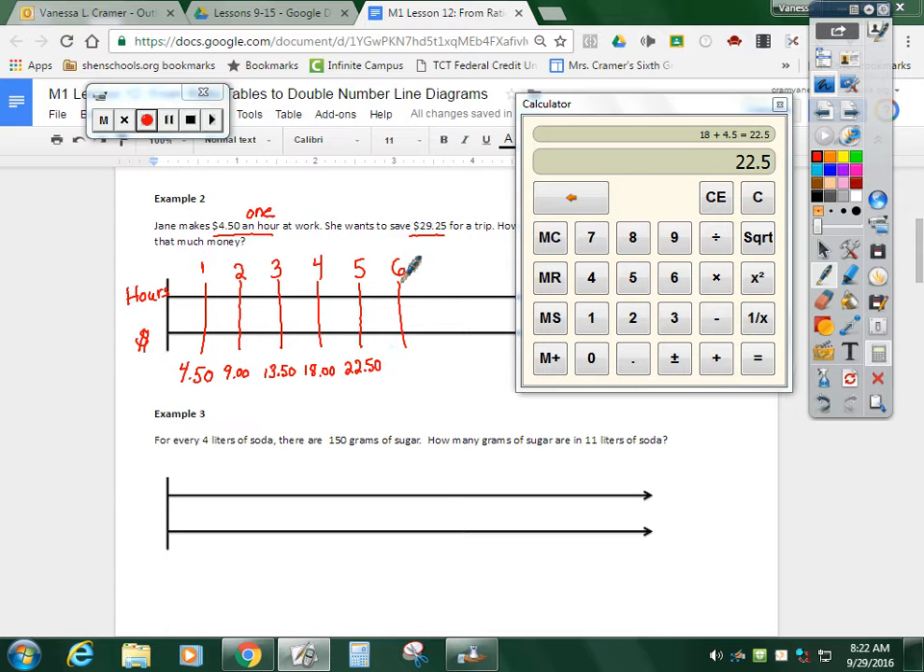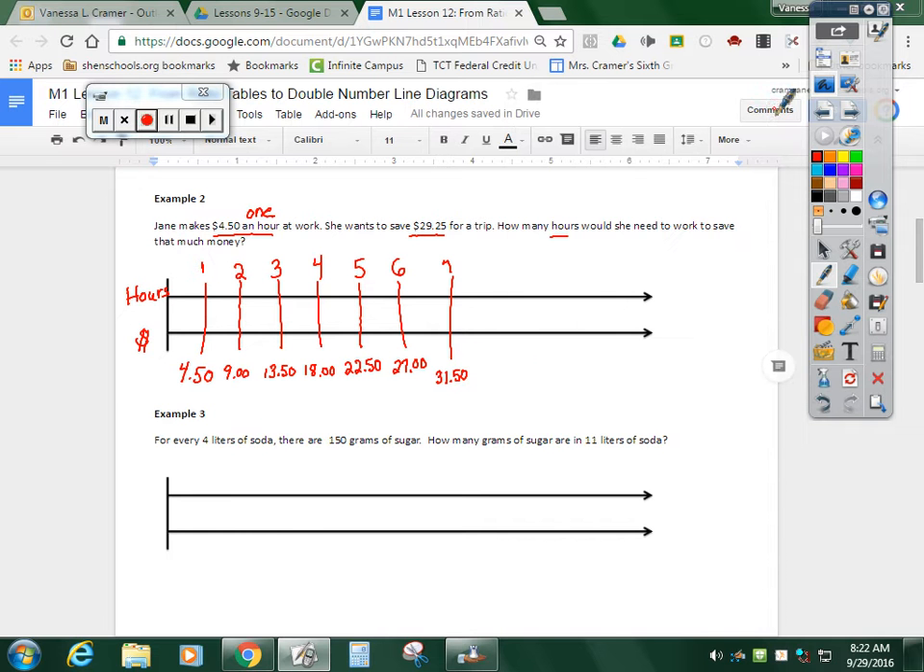Okay, let's do 6 hours. $22.50 plus another $4.50. $27. Okay, let's go to 7 hours. Now I'm just going to show you the multiplicative here. 7 hours times $4.50 an hour is $31.50. Now we're over here, but that's okay. It's going to take her 7 full hours to get beyond this point, and she's actually going to make $31.50.